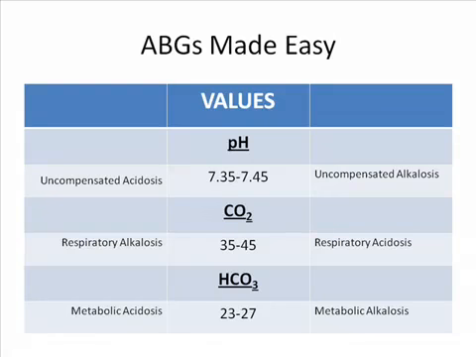So then our last number, our bicarb, is the metabolic component. The normal range is 23 to 27. Anything less than 23 and we have a metabolic acidosis. Anything greater than 27 and we have a metabolic alkalosis.